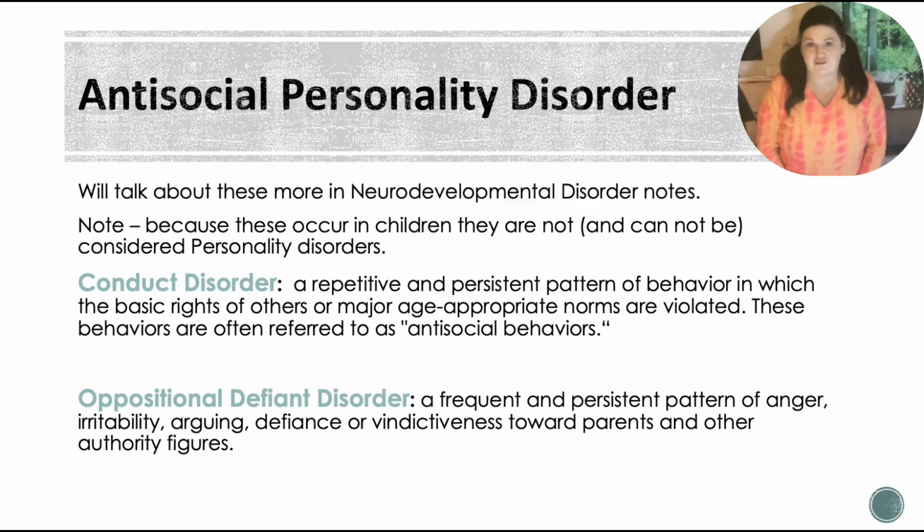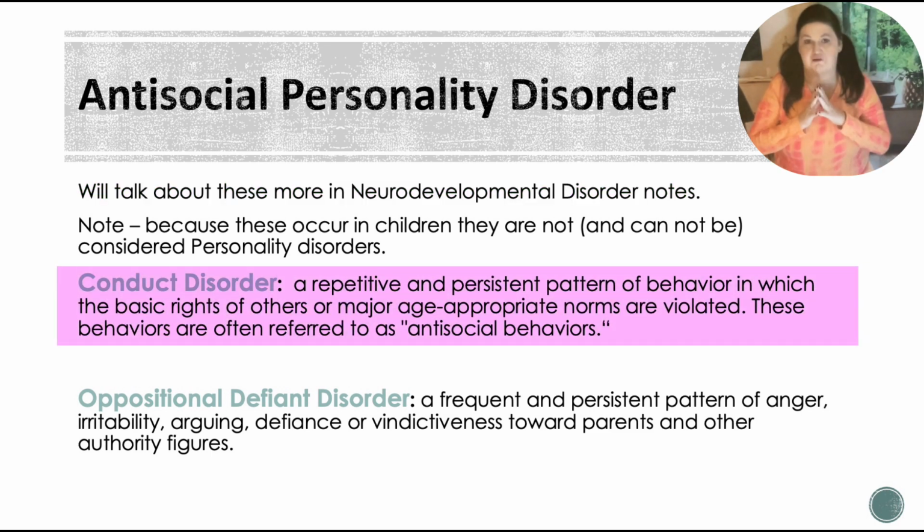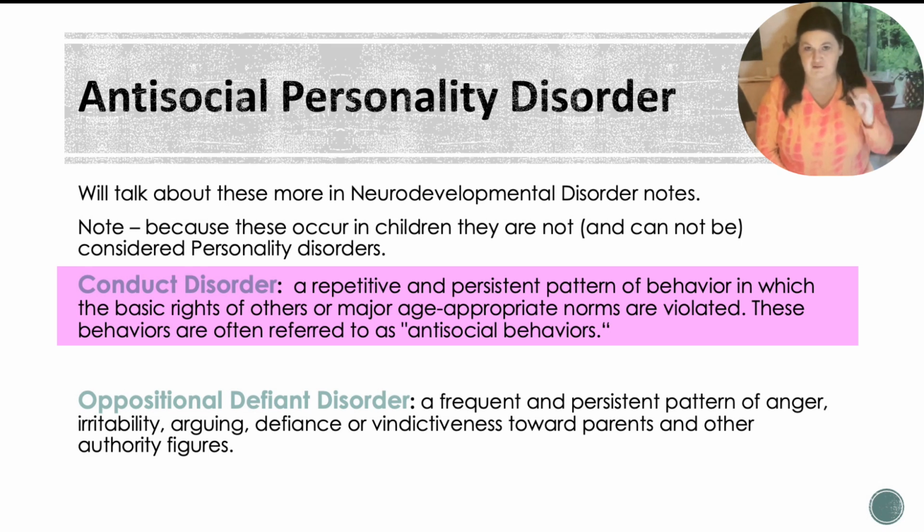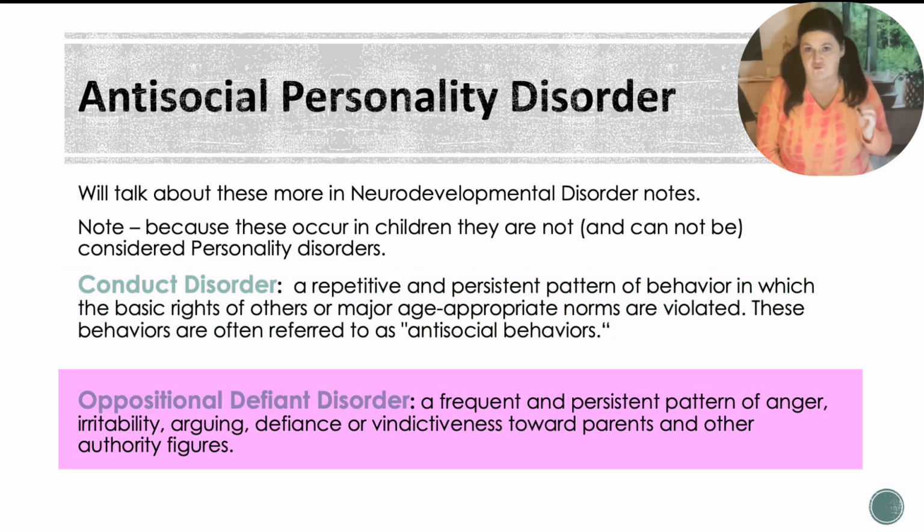Okay, the next is conduct disorder. Conduct disorder can be defined as repetitive and persistent patterns of behavior in which the basic rights of others or major age-appropriate norms are violated. Essentially, you're being antisocial, but you're young, right? The antisocial behavior in a child is called oppositional defiant disorder. It's not quite as intense or as bad as conduct disorder, but it's a frequent and persistent pattern of anger, irritability, arguing back, defiance, vindictiveness towards your parents, or any other authority figure.